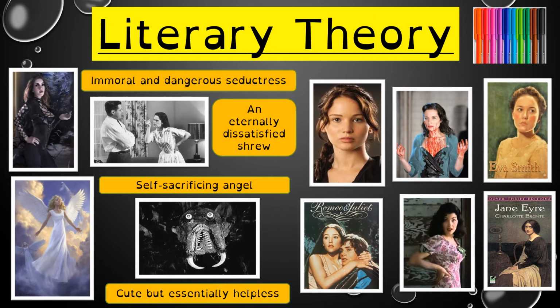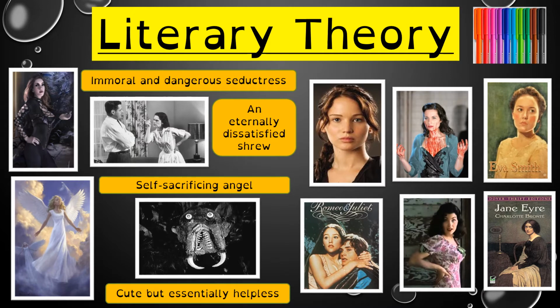And here I've got those four possible ways, and I've got six characters from different texts. So some of them you might have heard of, some of them we've studied. We've got Lady Macbeth in the top middle there. We've got Eva Smith from An Inspector Calls. Then the top left, we've got Katniss Everdeen from The Hunger Games. Juliet at the bottom left. Curley's wife, bottom middle, from Of Mice and Men. And Jane Eyre, bottom right.